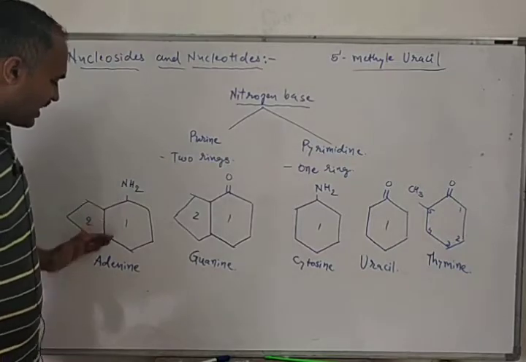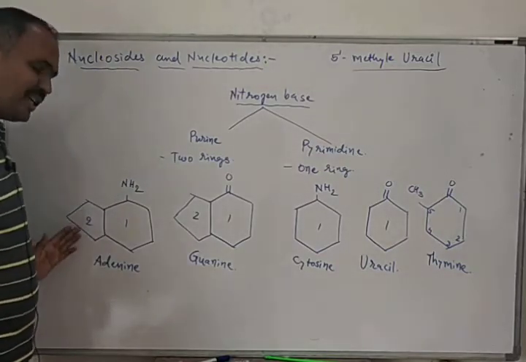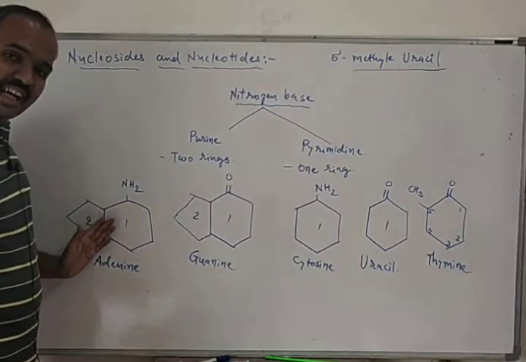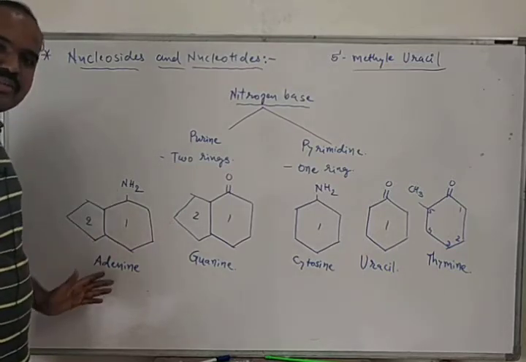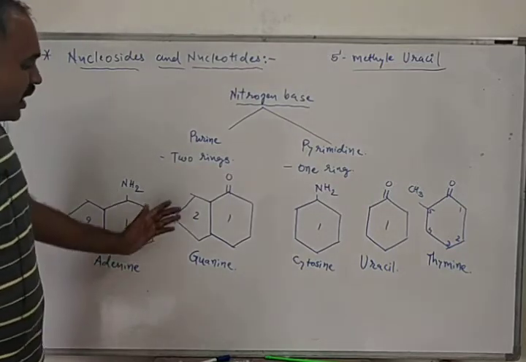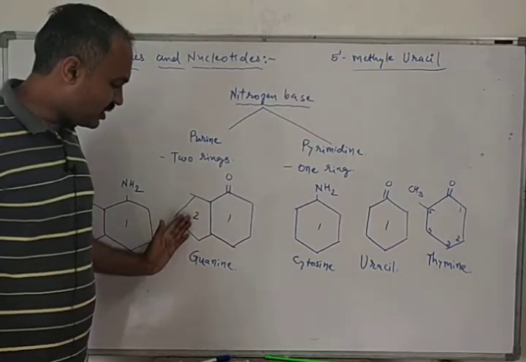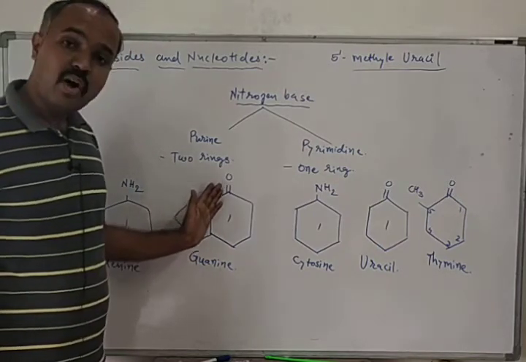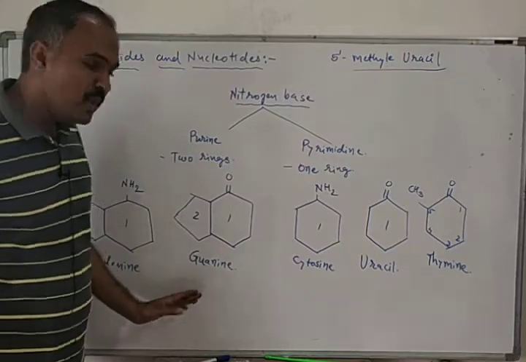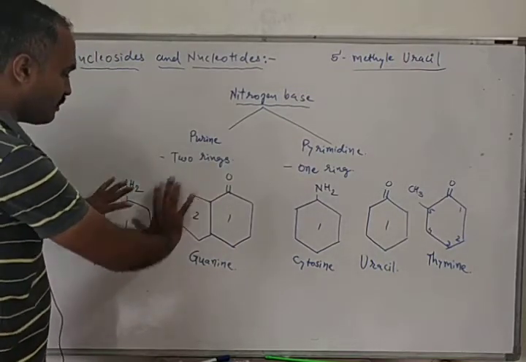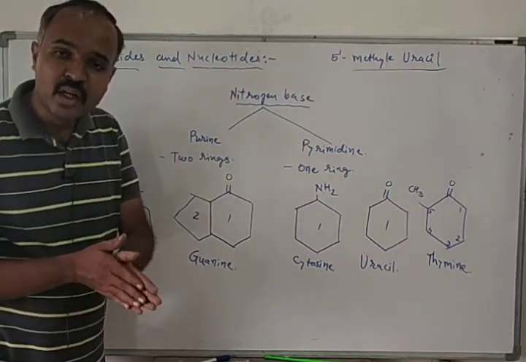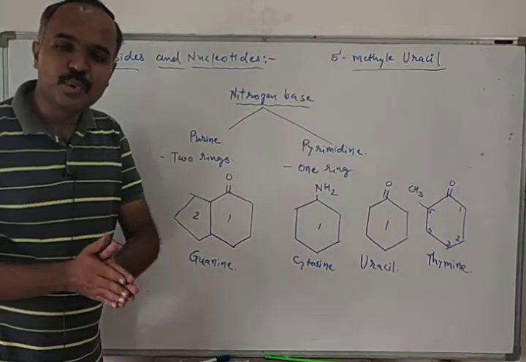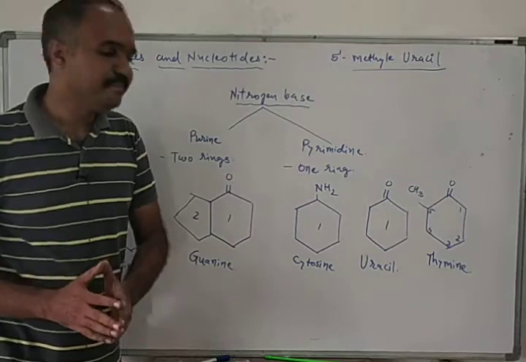Here two rings are there. One is a hexagonal ring, one is a pentagonal ring. The pentagon is attached to the hexagon, and on the top of that an amino group is there. Then that nitrogen base is known as adenine. Here the hexagon is there, here the pentagon is there, and on the top of the hexagon oxygen is there. Then it is known as guanine. So these two are known as purines. Purines are made up of two rings, and examples of purine are adenine and guanine.